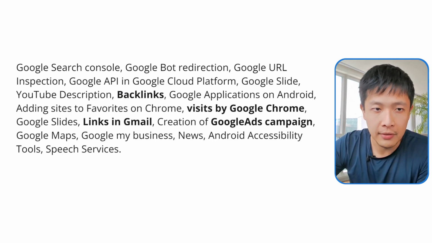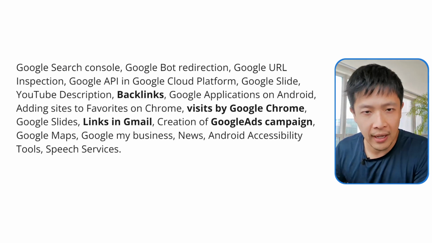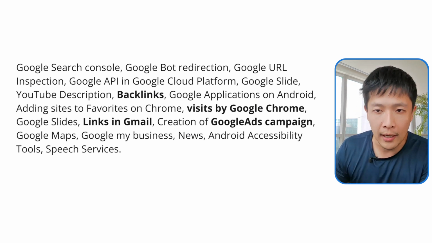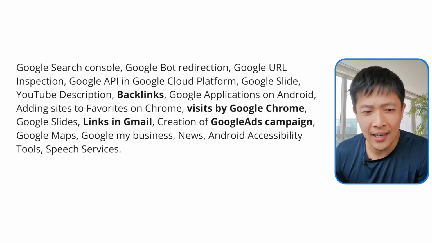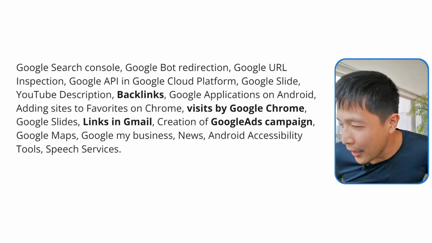There's a lot of factors that determine indexing. Here's just a list. There's backlinks, there's visits by people in Google Chrome, there's links in Gmail, there's Google ad campaigns. I don't know how many of these are actually real. This is just from a random Google search. There could be some creative ways that you could game this. We haven't really tried being too creative here. We've just done links and sitemap submission.